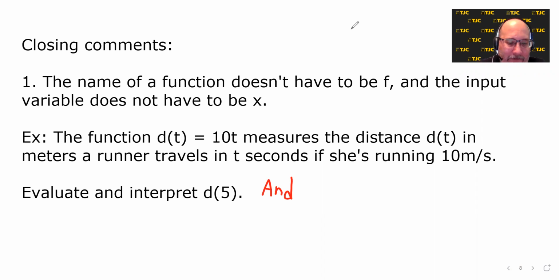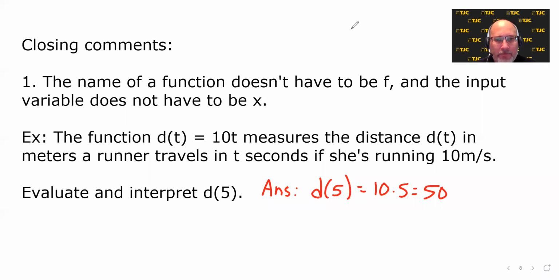Evaluating d of 5 is actually pretty straightforward. Don't let the d or the t throw you off. It's the exact same protocol. Replace the t with the 5. 10 times 5 is 50. But what does that 50 mean in the context of this problem?